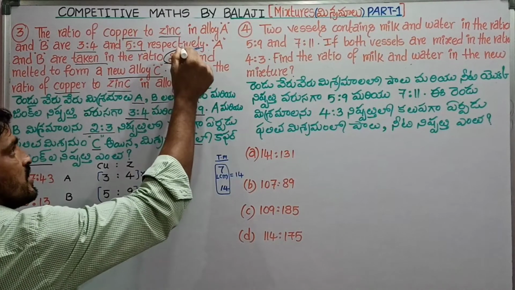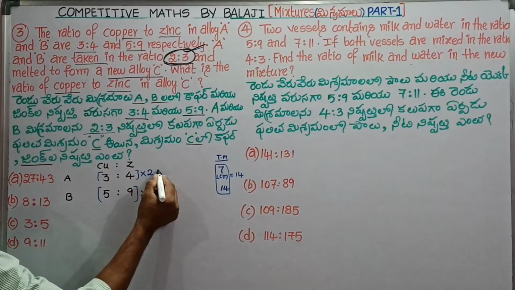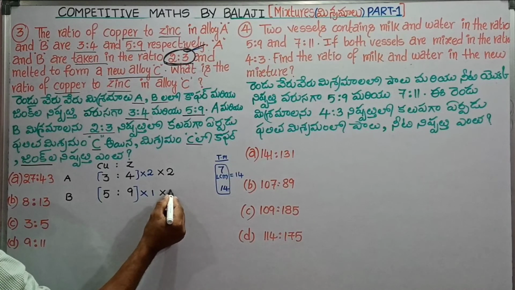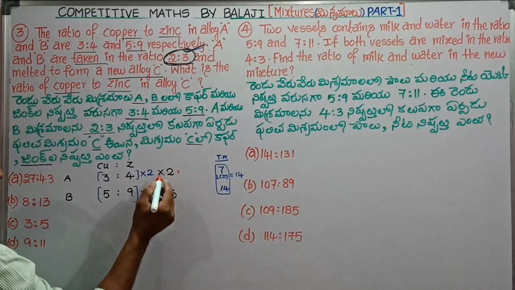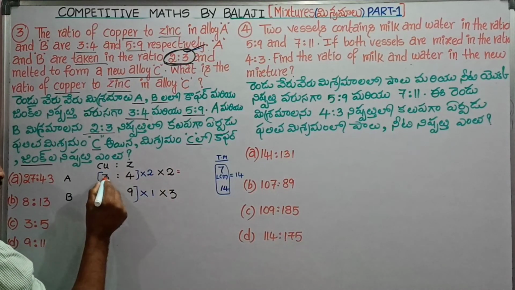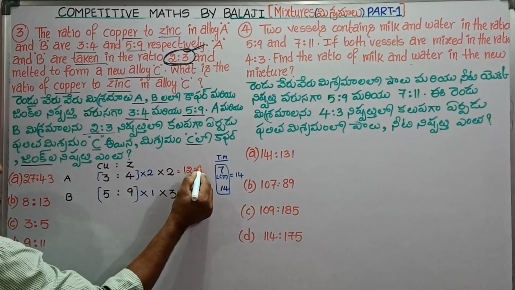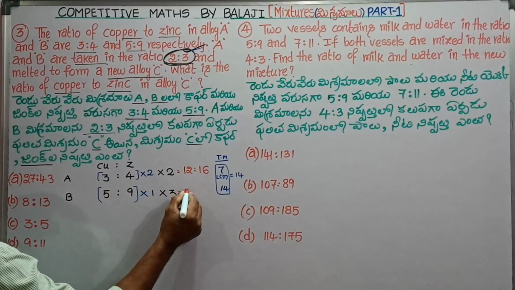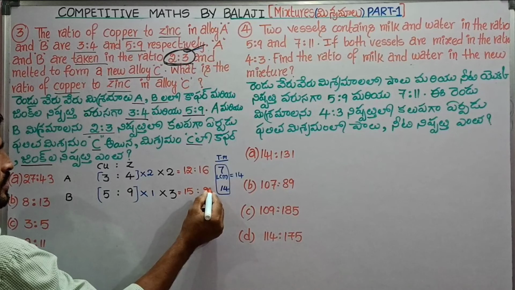But the question says that they should be mixed in 2:3 ratio. So multiply here by 2 and here by 3. Okay? Yes. Now the final ratio is equal. 2 2s are 4. 4 3s are 12. 4 4s are 16. 3 5s are 15. 3 9s are 27.